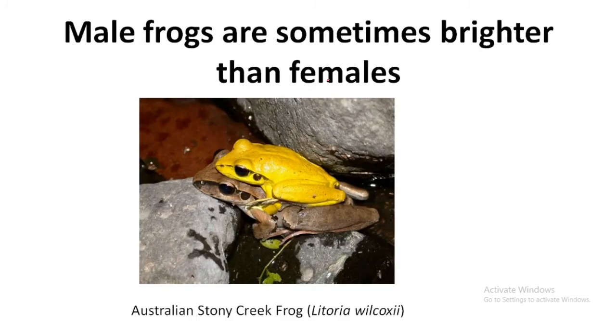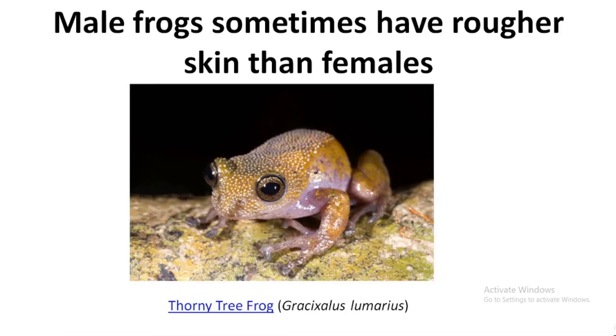In some frogs, for example the Australian stony creek frog, the male is usually brighter in color. It is just to attract the female during mating. In some cases, for example the thorny tree frog, the skin of the male is very rough, whereas the skin of the female is very smooth. So there are some differences between male and female, and on the basis of this you can recognize the male and female.